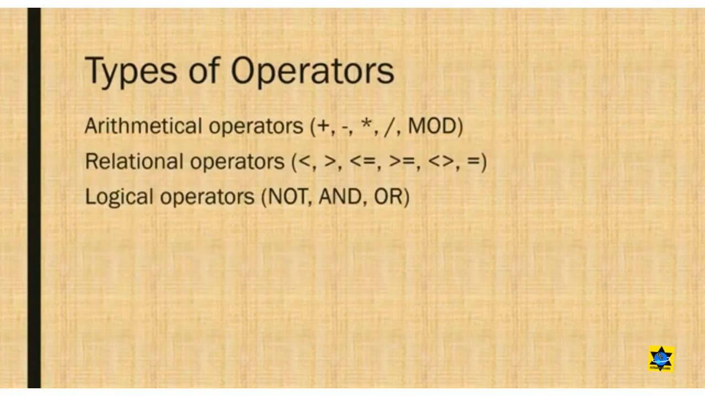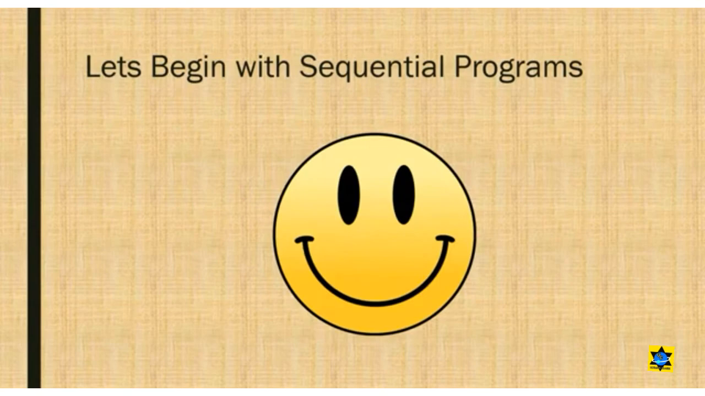Next is, how many types of operators do we have? In QBasic we have three types of operators. First are the arithmetical operators: plus, minus, multiplication, division and mod. The mod operator is used to find the remainder. For relational operators we have less than, greater than, less than equal to, greater than equal to. This is the not equal to sign in QBasic, and this is the equal sign. Then we have logical operators: not operator, and operator, or operator. So let's now begin with the sequential programs.